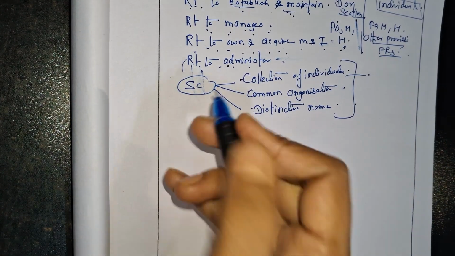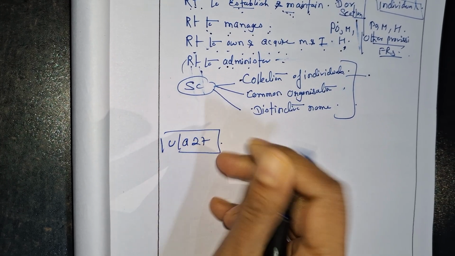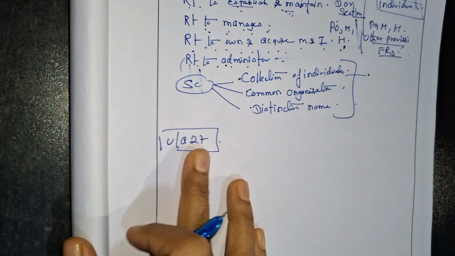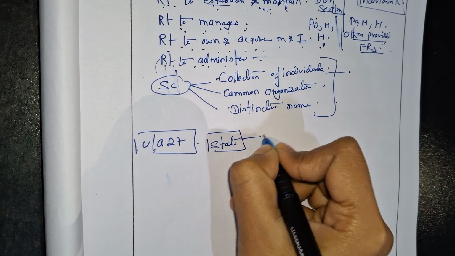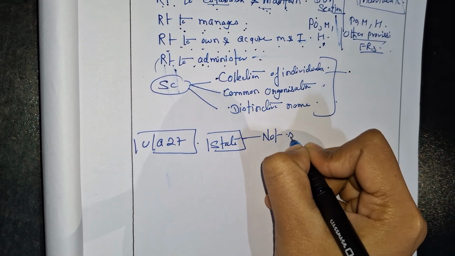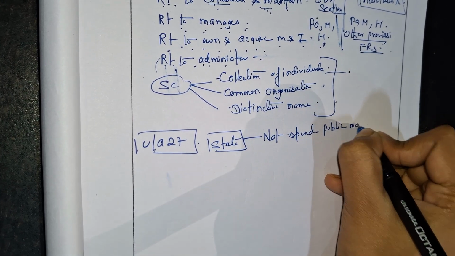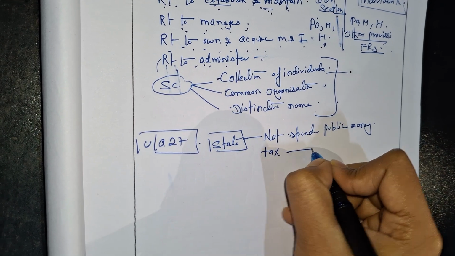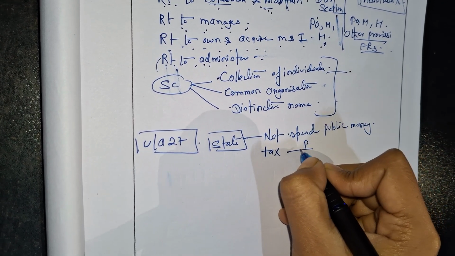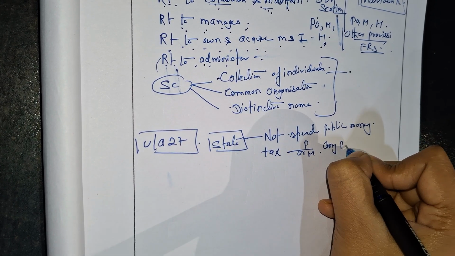Let's move to the next article, that is Article 27. This article says that the state should not spend public money collected by way of tax for promotion or maintenance of any particular religion.